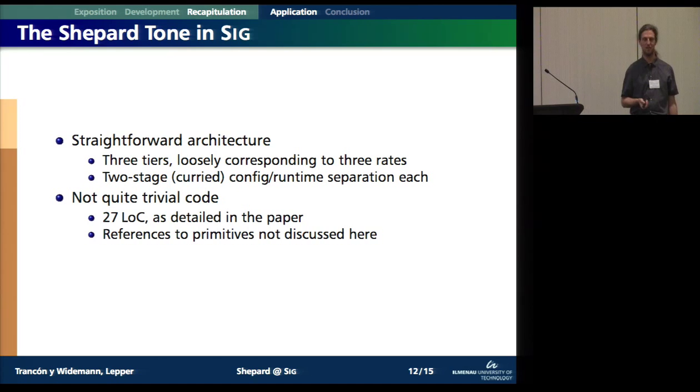The program is very, very simple in its architecture. There are three tiers that more or less correspond to the three rates: audio rate, the pitch step rate, and the switching rate of oscillators. Every tier has two stages, one for configuration and one for running the actual loop. The code is not quite trivial because there's all the technical details of a real programming language. It's 27 lines in the paper, and we use some primitives there that cannot be discussed right now.